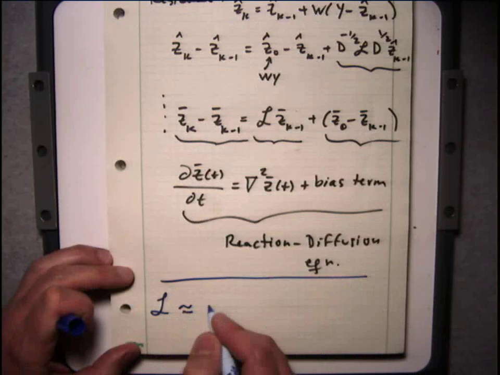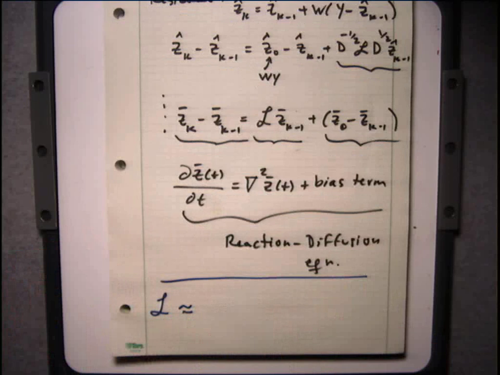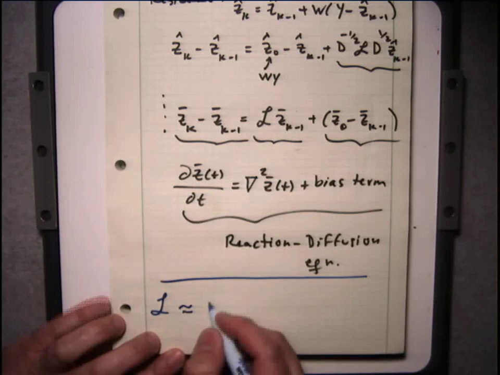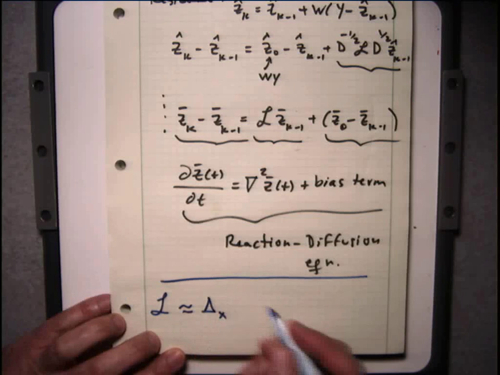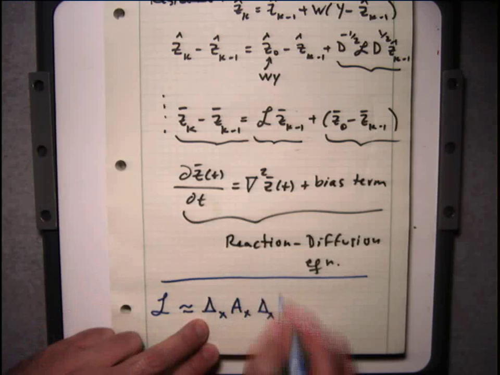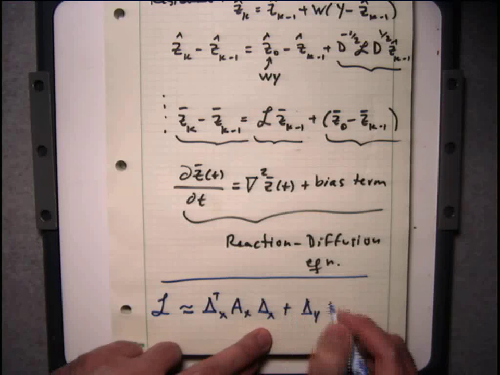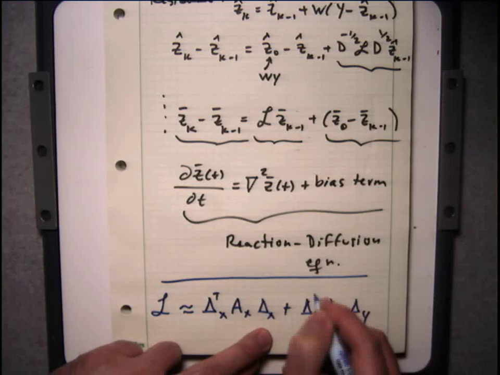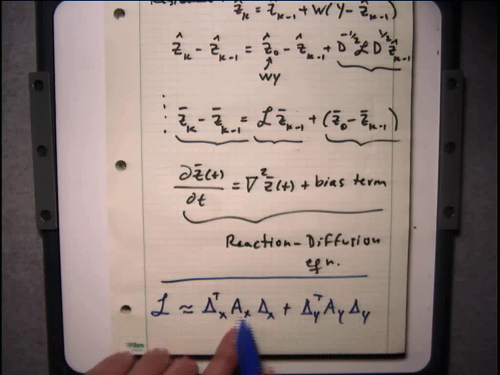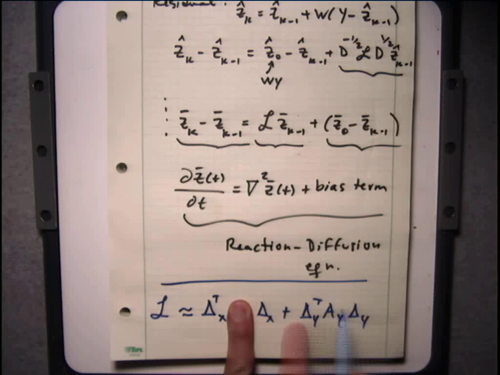Okay, so algebraically, what the Laplacian operator looks like is something like this. Let's say you have the derivative operator in the x direction and the derivative operator in the y direction. So let's call those delta x and delta y. It's something like delta x transpose ax delta x plus delta y transpose ay delta y, like that. Okay, so forget about ax and ay for a second. So this is exactly the Laplacian, right? You're applying the two x derivatives and two y derivatives.